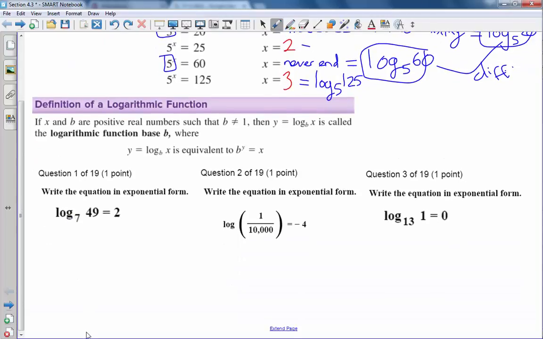Somebody says there is a number raised to the power of 7 that makes 49, and that number is 2. Verify it by converting this into an exponential expression. Write the equation in exponential form, and this is how you convert.